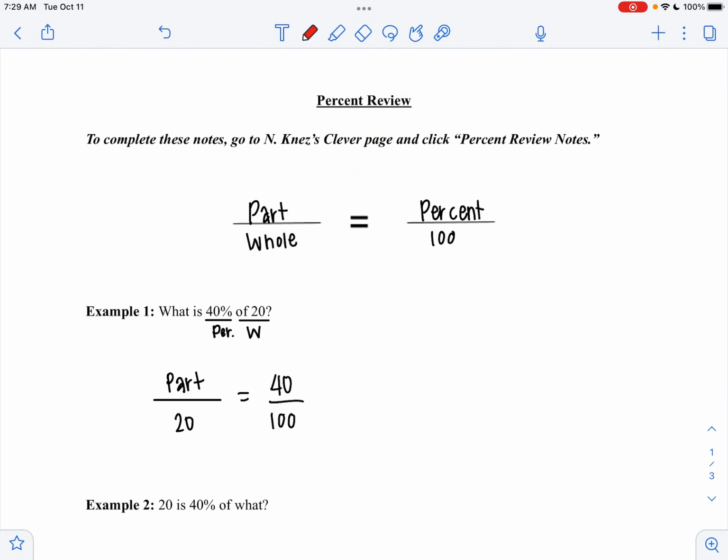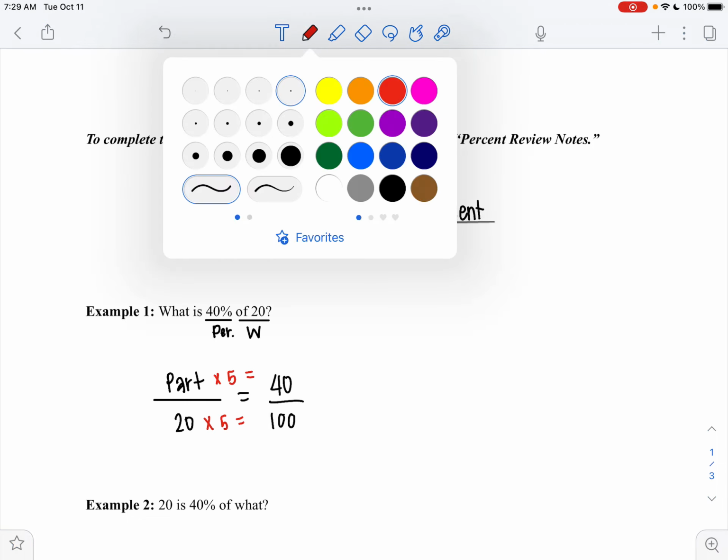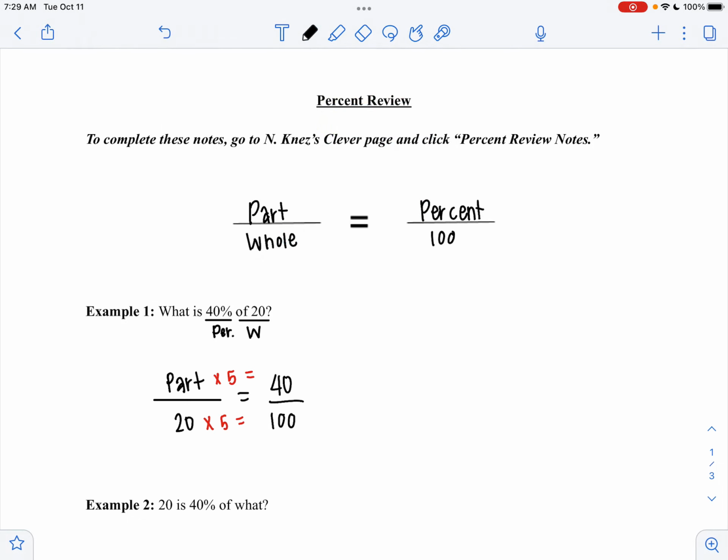And now I simply have an equivalent fraction that I can use to find the part. 20 times 5 is equal to 100, and something times 5 equals 40. You might know off the top of your head that the part is 8, but you could also use division. 40 divided by 5 equals 8, so I know 8 times 5 is 40, and my final answer is 8.